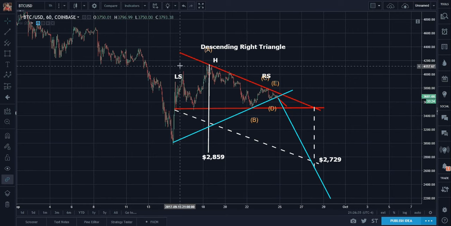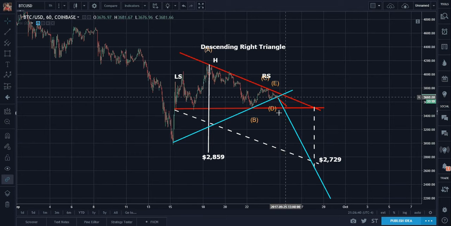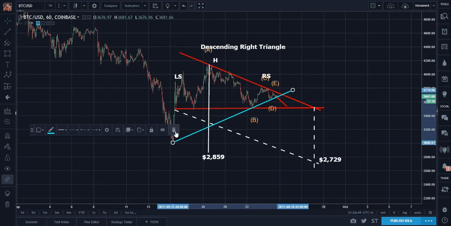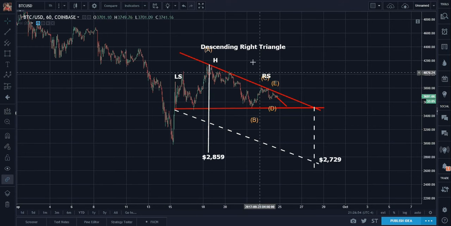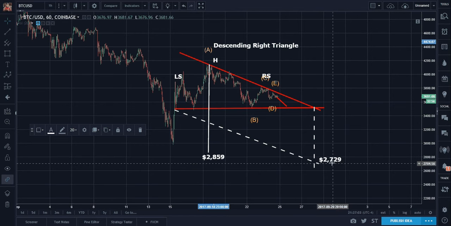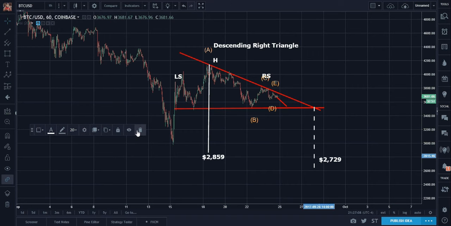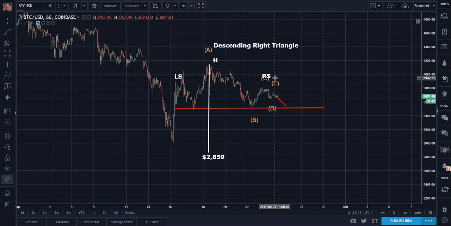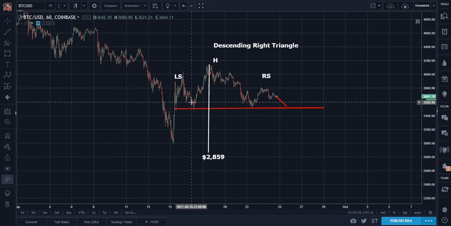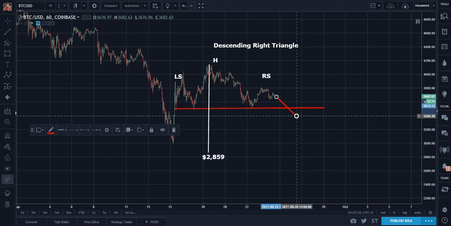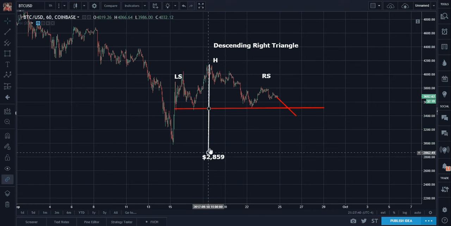So let me deconstruct this. We have a symmetrical triangle potential. Right, we have an A, B, C, D, E, and a decline. We have a descending right triangle with a target potential of 2729. That's clear. We have a head and shoulders, left shoulder, head, right shoulder, that should finish. Once it touches the neckline, it's complete. Once it exceeds the neckline, it's confirmed.